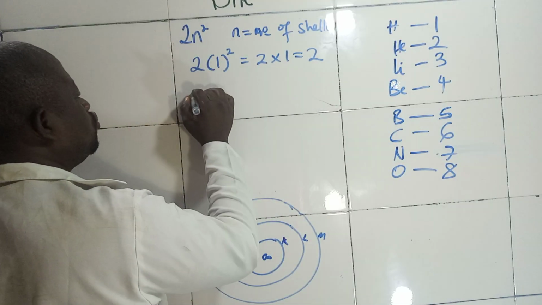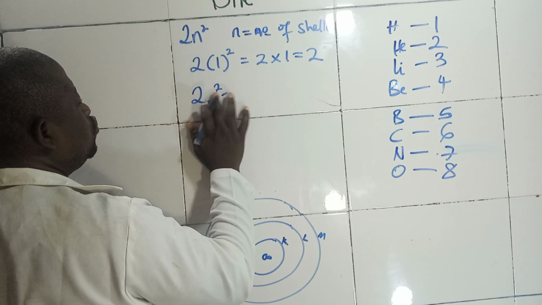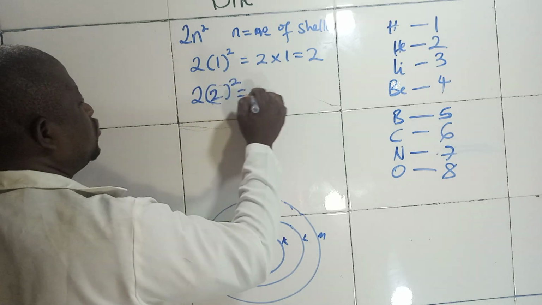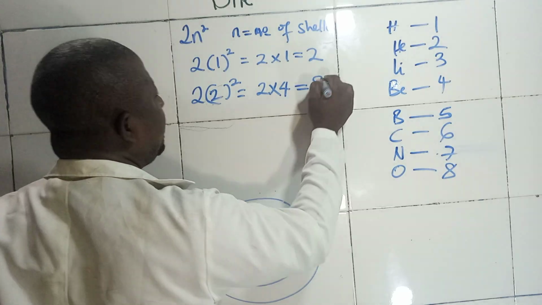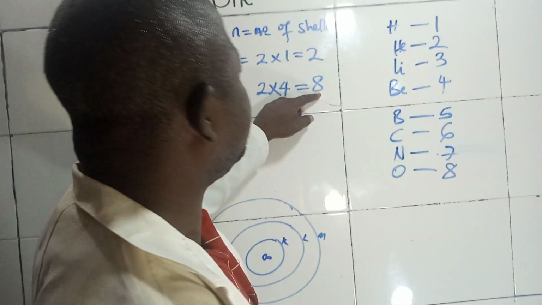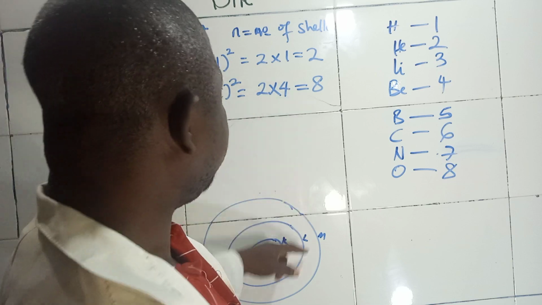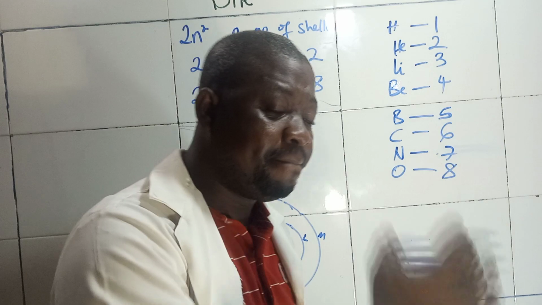Let's say n is equal to 2. When n is equal to 2, 2n squared is 2 into bracket 2 squared. And 2 times 2 squared, which is 4, equals 8. So it means that in the next shell, which is the L shell, the maximum number of electrons you can have there is 8. Then followed by the M shell.